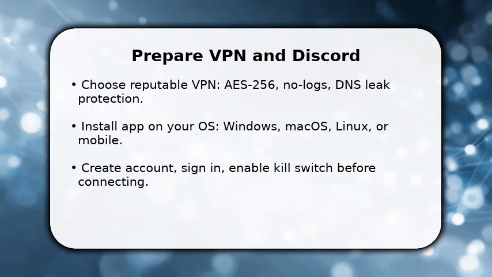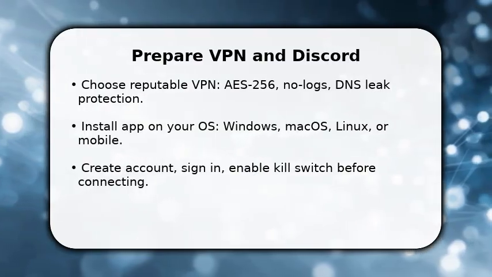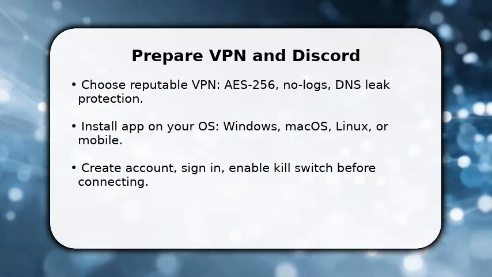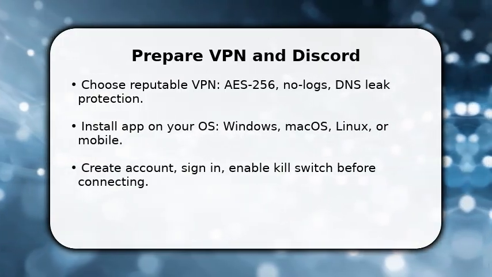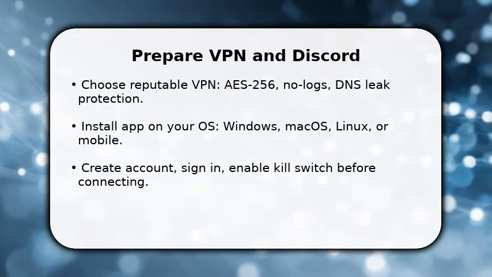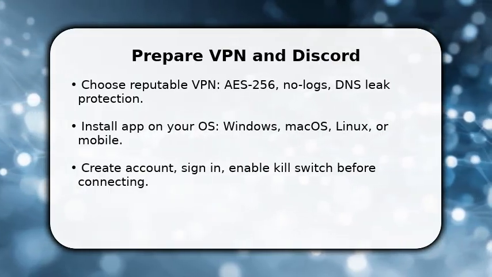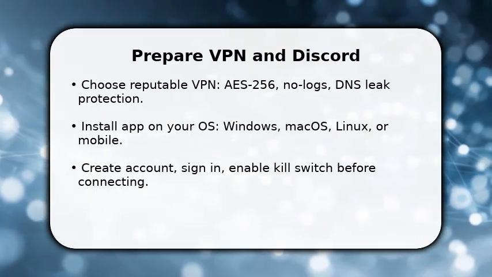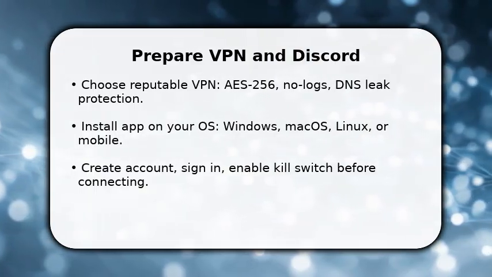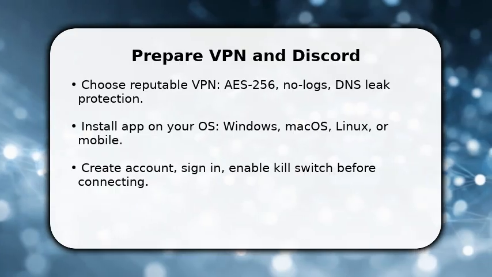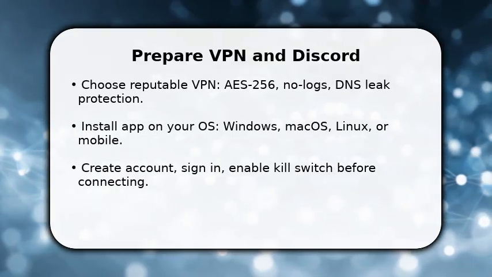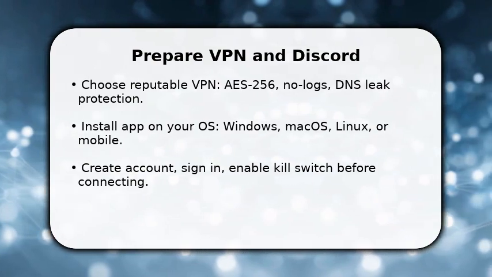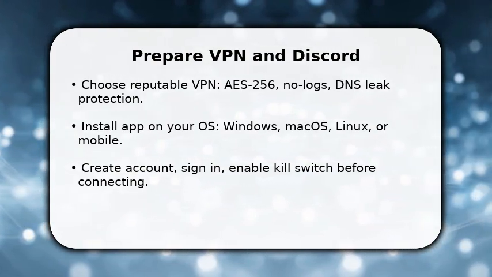You start by picking a reputable VPN that supports desktop or mobile Discord use. Choose AES 256 encryption and no logs to protect privacy. Once chosen, install the app and sign in. Make sure to enable DNS leak protection and the kill switch so Discord won't leak your real IP if the connection drops. After installation, open the VPN and select a nearby server for lower latency. This minimizes lag while still masking your location.